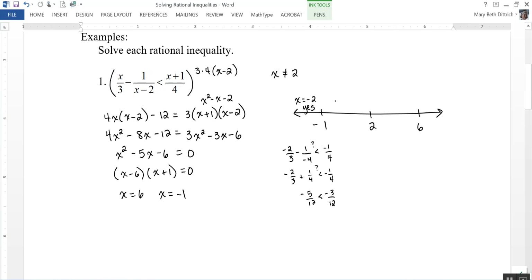So let's try a value in here. So I'm going to choose x equals 0 because 0 is in there, and that makes it a little bit easier. So is 0 over 3 minus 1 over -2 less than 1/4?